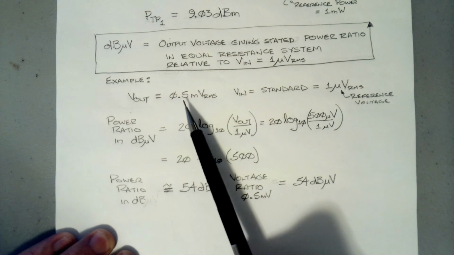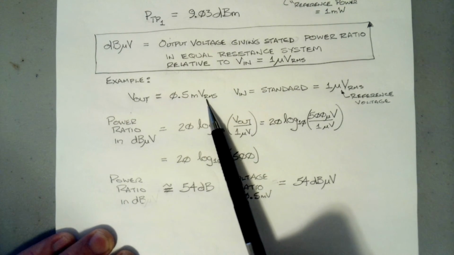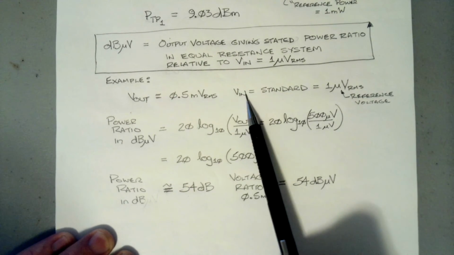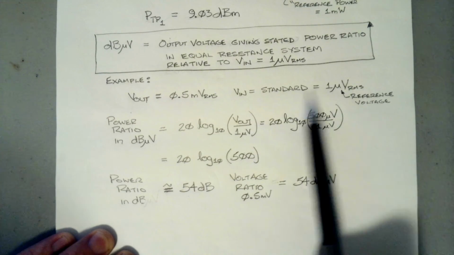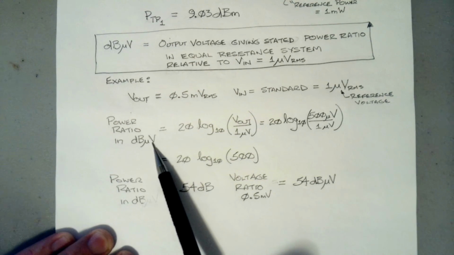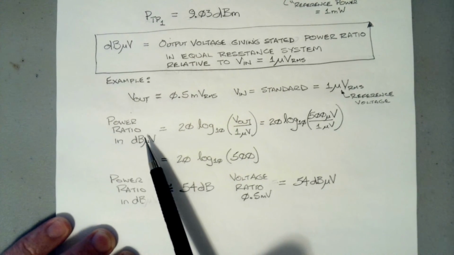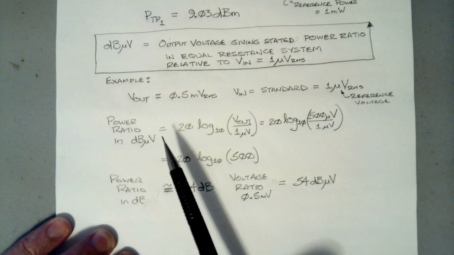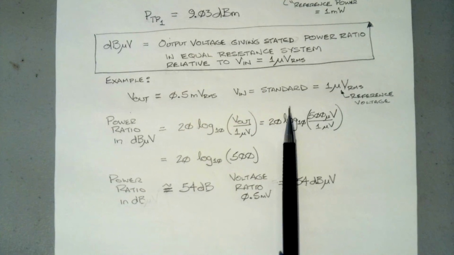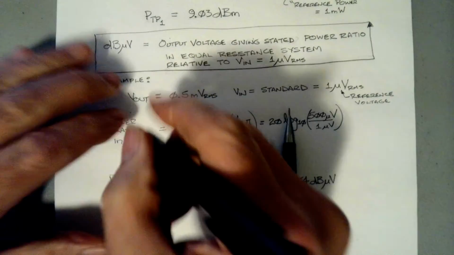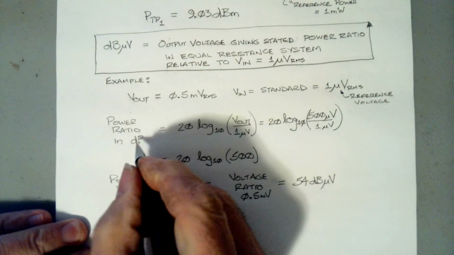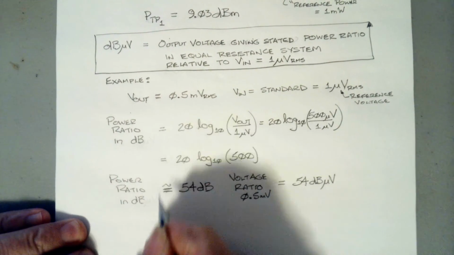So if I have 0.5 millivolts RMS, that's 500 microvolts RMS. Vn, the standard, is 1 microvolt RMS. So my power ratio in dB microvolts, you can look at it this way. The power ratio here is just in dB.